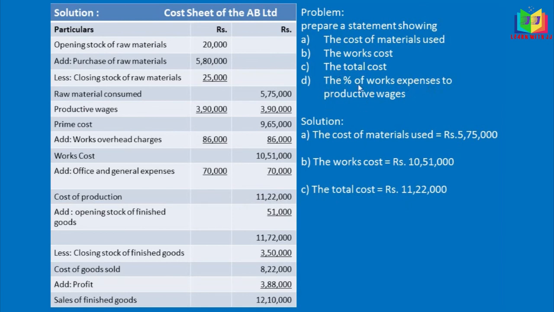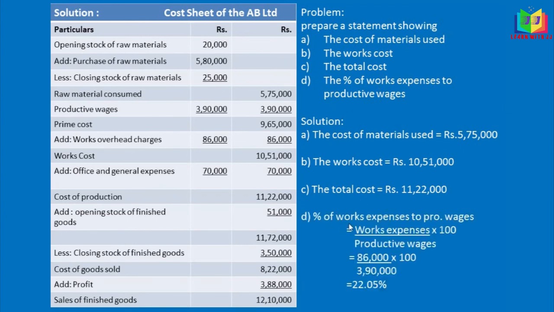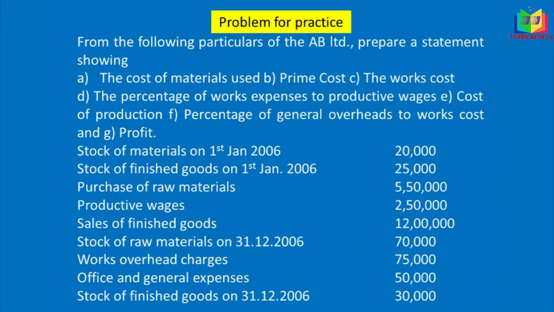See here, the percentage of works expenses to productive wages. So the formula is works expenses divided by productive wages. Now we have to find out the percentage of that. Works expenses divided by productive wages into 100. Works expenses is 86,000 and the productive wages is 3,90,000. So if we divide, we'll get 22.05%. I hope you are clear with this, and I have given you a small problem for you to practice. Thank you for your patient listening.